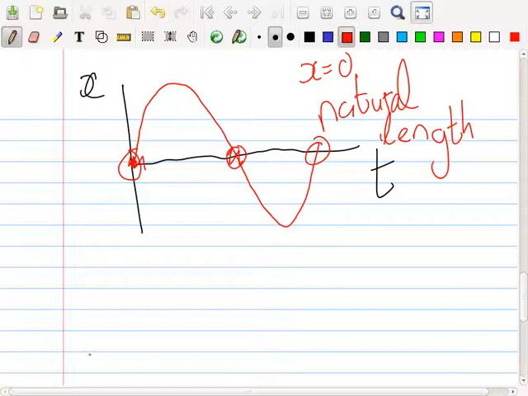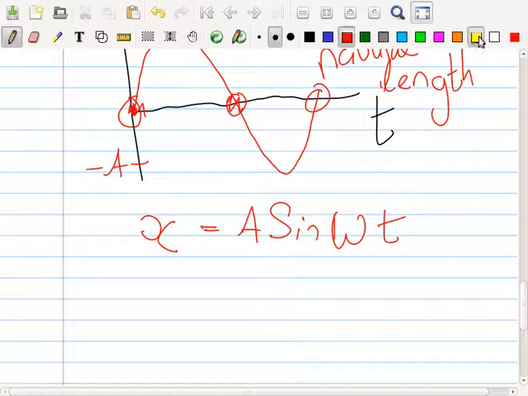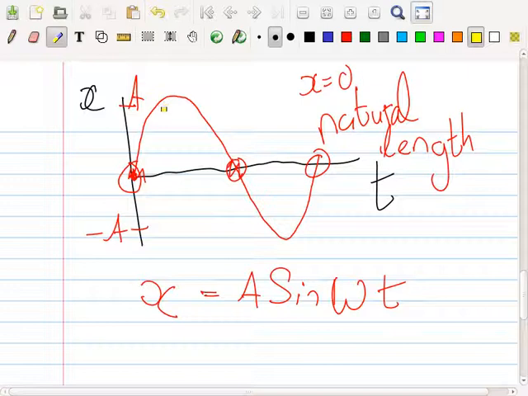So here I can make a guess. I can say, well, I think x, let me call this A, and here minus A. I think the formula should be something like A sine omega t. What does A represent? A represents the maximum length of the spring, because now this graph is for x, not for v. That's the maximum length. Do you understand that?